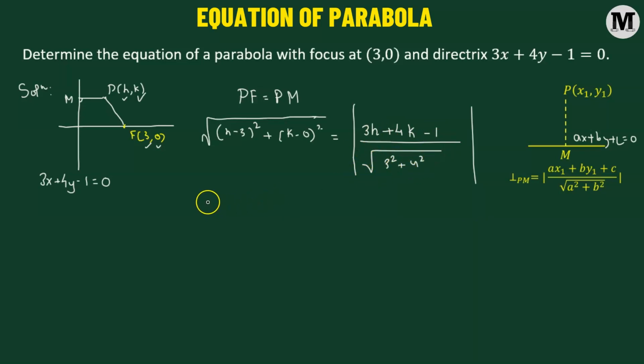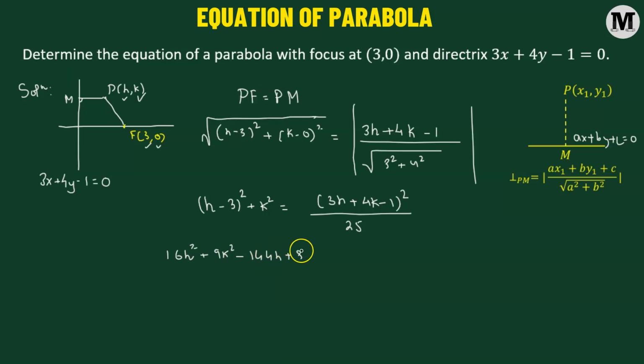Now we're going to simplify this. So what we'll do, we'll square both sides. Squaring both sides gives us (h minus 3) whole squared plus k squared equals (3h + 4k - 1) whole squared divided by 25. Now we cross multiply and simplify the terms, so that's going to give us 16h squared + 9k squared - 144h + 8k - 24hk + 224 = 0.